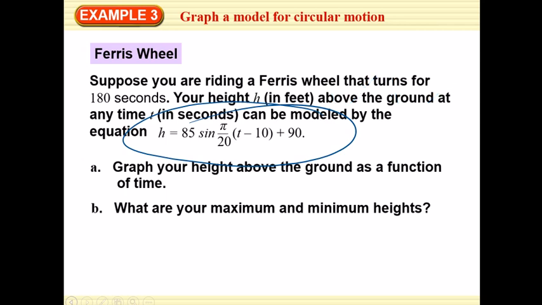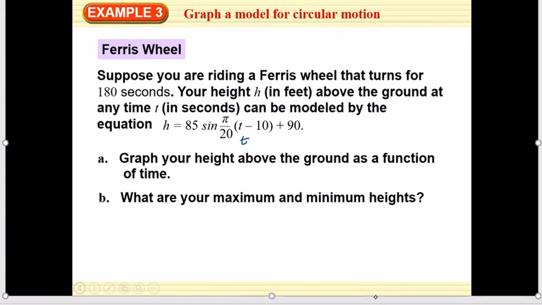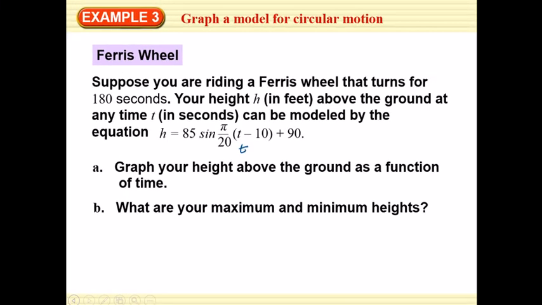Graph your height above the ground as a function of time. All that means is I have t on one side and h on the other. So if you're ever asked height as a function of t, h is going to be the variable isolated on the side. So graph it. We've just graphed, so this is a sine function, so I am building off of something that looks like this. And what are your maximum and minimum heights?